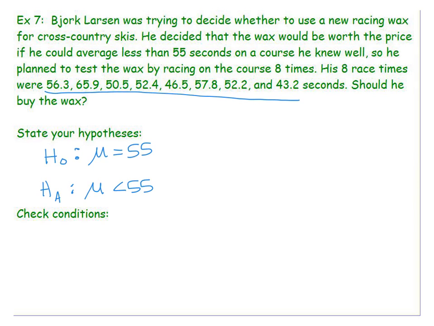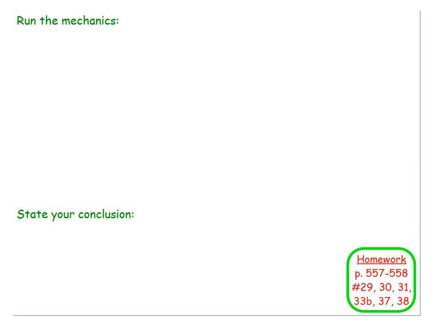Let's check our conditions. Random. We have no control over his skiing times. He doesn't even really, so it's definitely random. 10%. How many ski runs did he take? It said 8. If we add a 0, if he's a professional skier, do you think he's skied at least 80 times? I would say that's safe to assume. So our conditions are good.